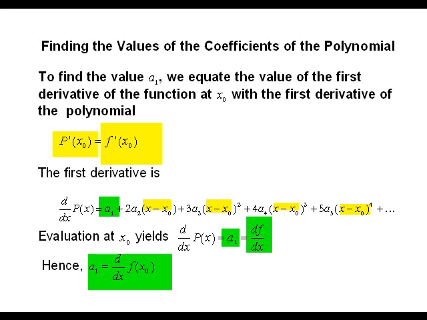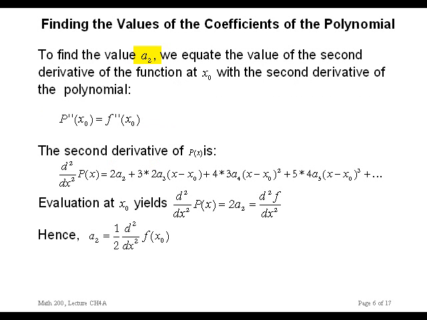So a0 was the value of the function at x naught. a1 is the value of the first derivative of the function at x naught. We have to keep going because it's not that easy. Some numbers sort of start creeping in here. So now I'm looking for a value for a2. I find that by requiring that the second derivative of the polynomial at x naught equals the second derivative of the function at x naught.